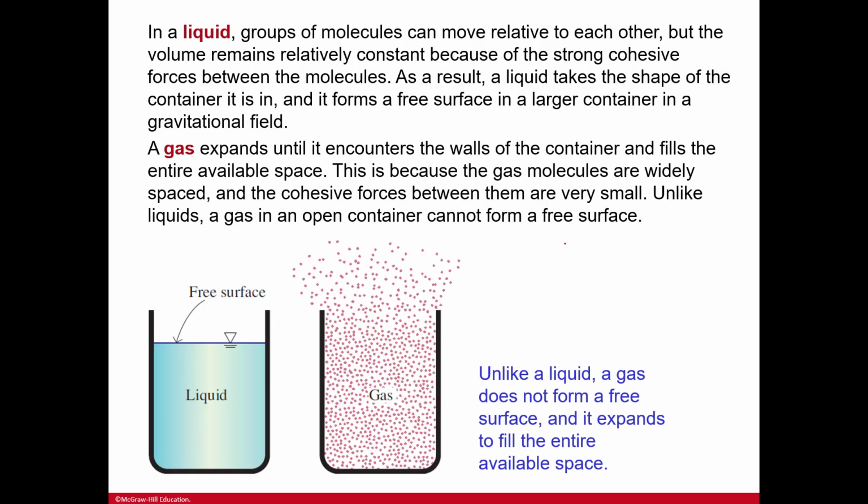In a liquid, groups of molecules can move relative to each other, but the volume remains relatively constant because of the strong cohesive forces between the molecules. As a result, a liquid takes the shape of the container it's in, and it forms a free surface in a large container in a gravitational field. Okay, so this is just saying here that the volume remains relatively constant because of strong cohesive forces.